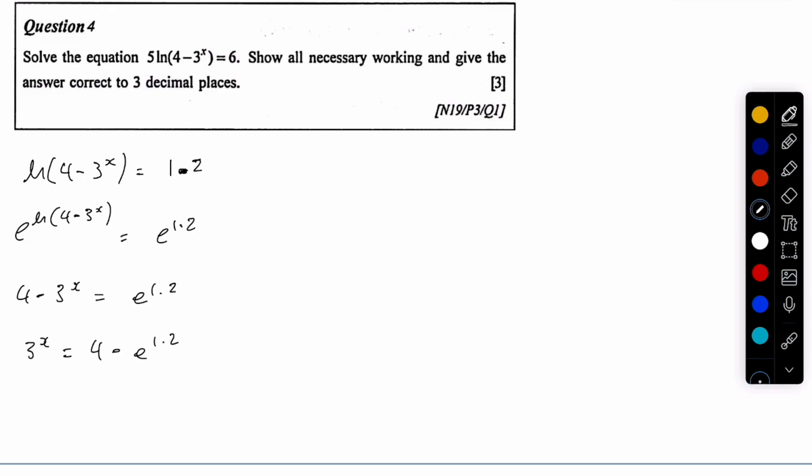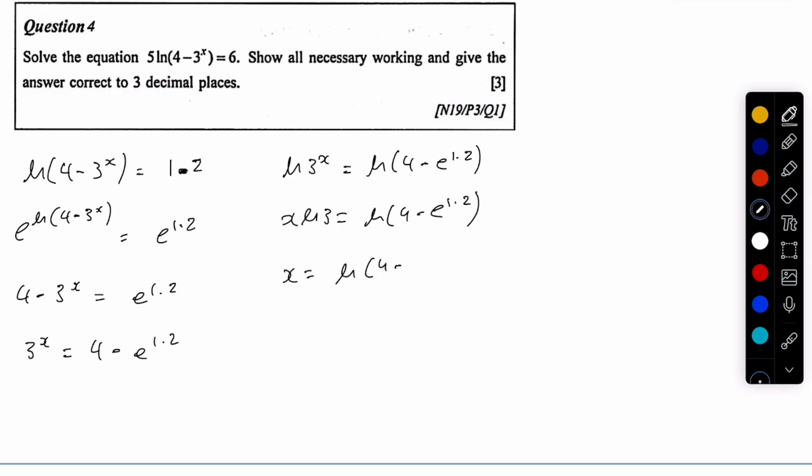And what we can say now is we take ln of both sides. So ln 3 to the x is equal to ln of 4 minus e to the 1.2, which means that x ln 3 is equal to this, which means that x is equal to ln of 4 minus e to the 1.2, over ln 3. Which means that x is therefore going to give you negative 0.351.